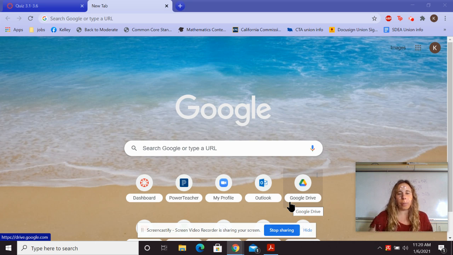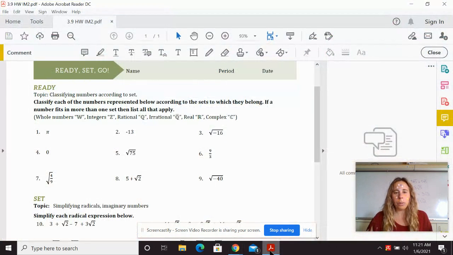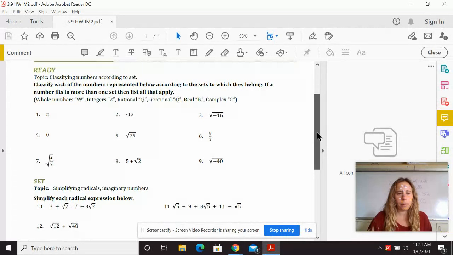Well, part 1 of 3.9. I'm going to do it on here. So, the first 9, you are classifying numbers. It says, classify each of the numbers represented below according to the sets to which they belong. If a number fits in more than one set, then list all that apply. So this is what we were doing on the Jamboard.